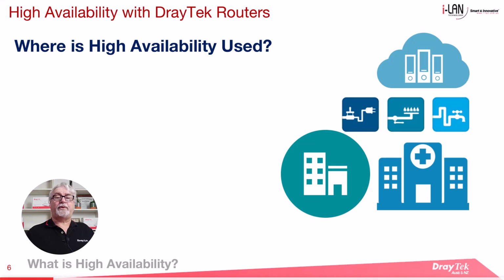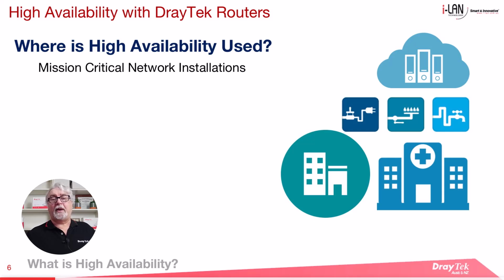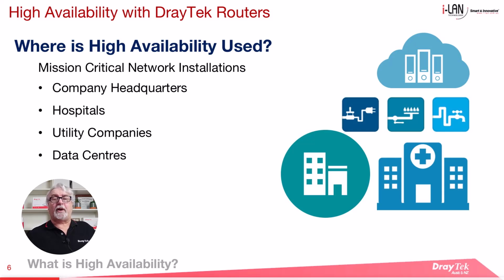So where would you use high availability? It can be used for any mission-critical network installation that requires minimal downtime and/or for anyone who considers the price of a second router a small price to pay for redundancy. We've all become increasingly reliant on the internet these days, and being offline for any amount of time can become very expensive very quickly. A few examples I have listed here are company headquarters and hospitals, utility companies, data centers, as well as many other scenarios where network uptime cannot be interrupted.